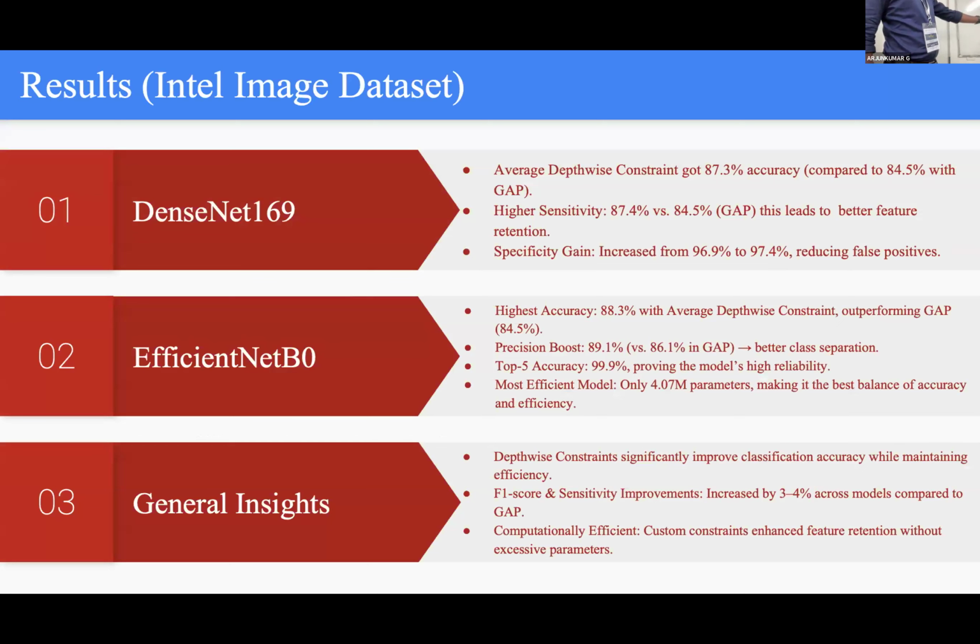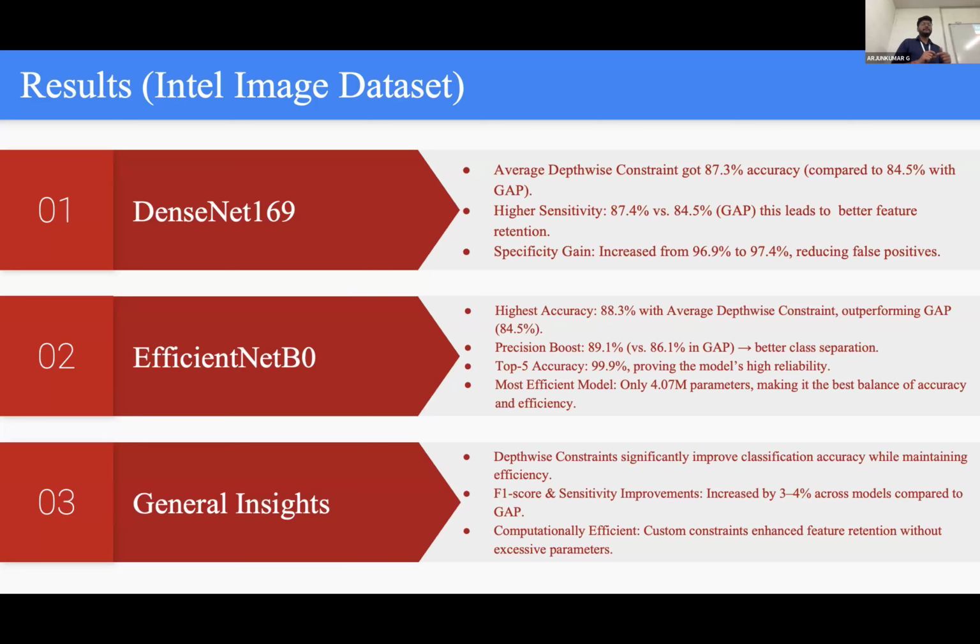So these are the basic results. As you can see, in DenseNet169, the average depth constraint model gave us an accuracy of 87.3%, whereas the global average pool layer gave us an accuracy of 84.5%. On the other hand, it gave us a higher sensitivity and specificity also, which is much higher than the other layers. Same goes for EfficientNet B0.